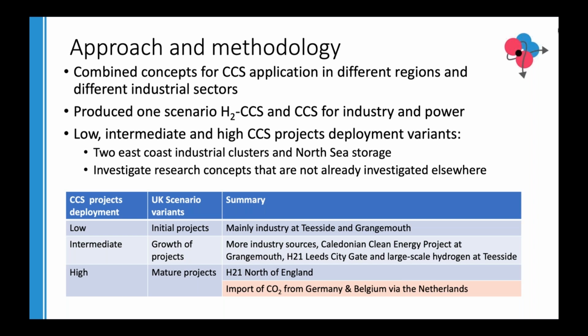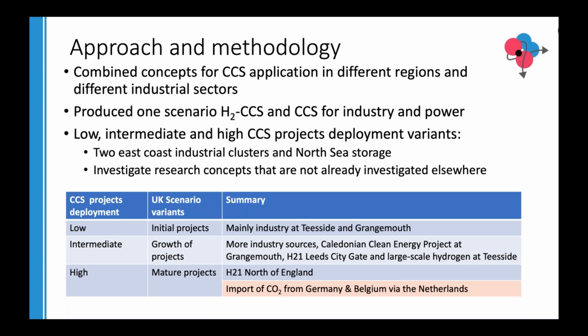So we have three variants: an initial projects variant, which is mainly focused on industrial capture of CO2 from industrial point sources at Teesside and Grangemouth, and then moving on to a growth and extension of that through other projects, looking at the onset of hydrogen production, for example, around Teesside and the Citygate projects. Then there's the Caledonian Clean Energy project at Grangemouth, for example.